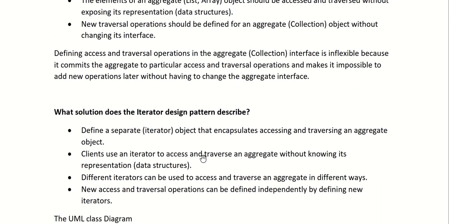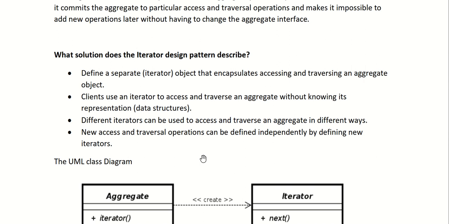What solution does the iterator design pattern describe? Define a separate iterator object that encapsulates accessing and traversing a collection object or aggregate object. That's the first thing. Clients use an iterator to access and traverse an aggregate, or a collection, without knowing its representation. For this iterator, what data structure you are implementing and how you are doing it, clients are not required to worry about it.